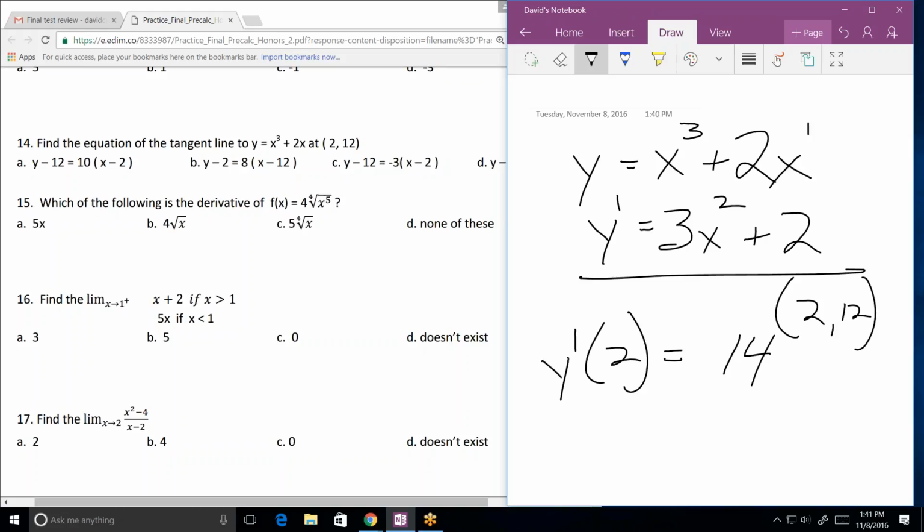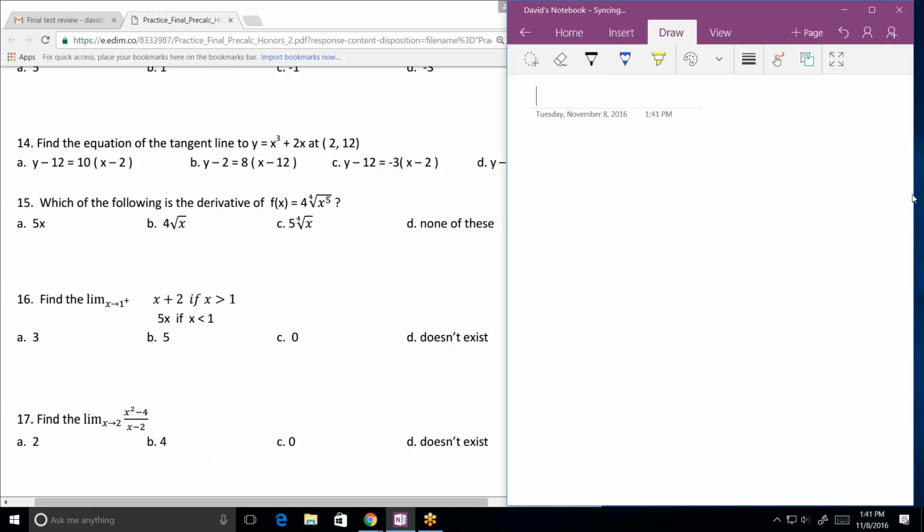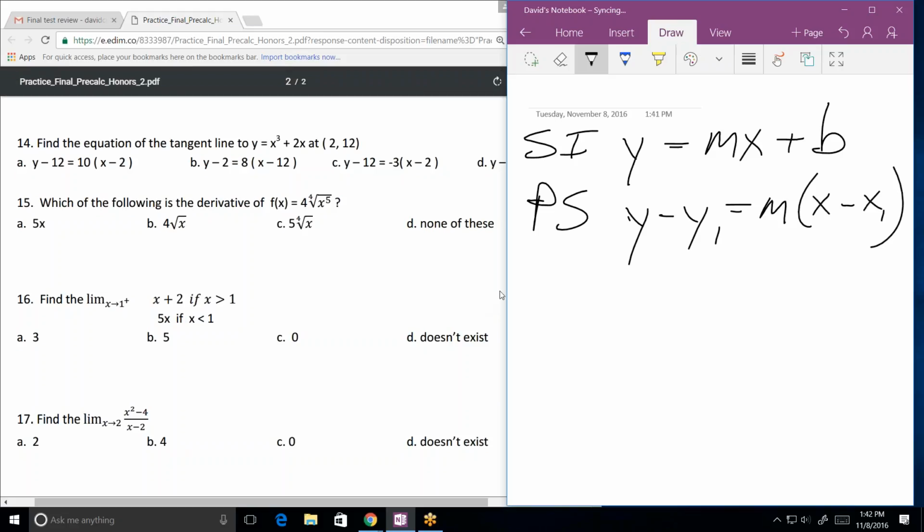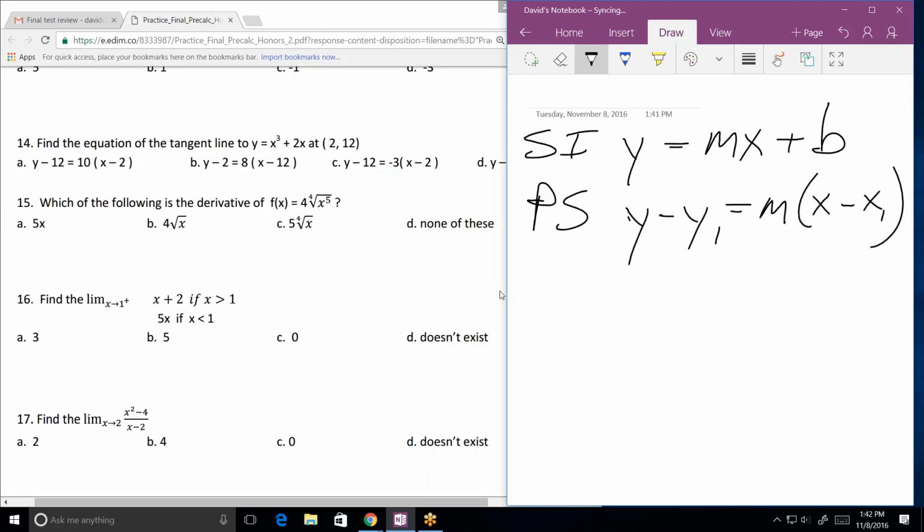Okay. Now, when you're in calculus, it's not generally efficient to use the slope-intercept format. You'll notice that when you're talking straight lines, you have a few different formats to use. That's slope-intercept. But the one that we generally want to use in calculus is point-slope. Notice the difference. They're both equations of a line, but point-slope works a lot better when you have a slope and a point.